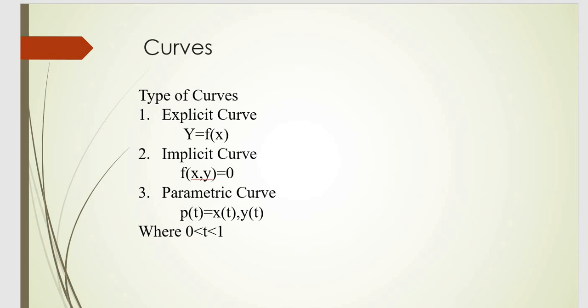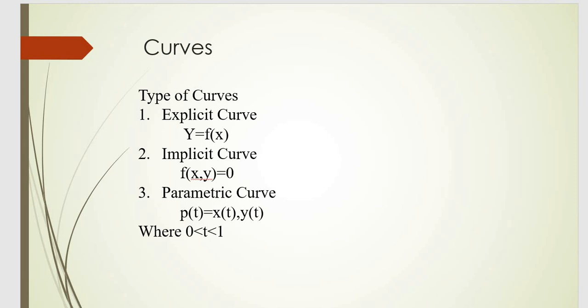So when we are talking about the implicit curve, it means what? Whenever we have the control points, my curve is passing through those points, and that curve is known as my implicit curve. It is represented by f(x, y) = 0.